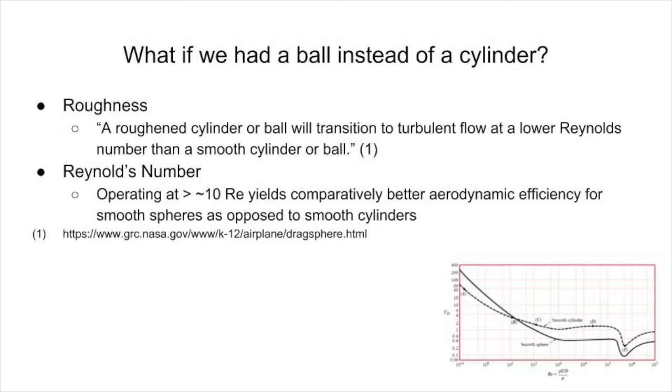And we saw that if you take a smooth sphere and a smooth cylinder, the smooth sphere is more aerodynamic at Reynolds number greater than 10. So this says nothing about the roughness. It's just that if we're taking a smooth sphere and a smooth cylinder, the smooth sphere is more aerodynamic than the cylinder. No mention of rough cylinders or rough spheres here.